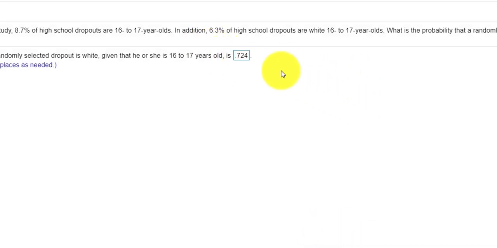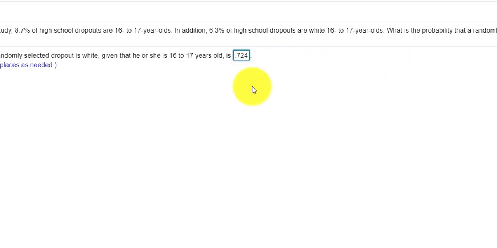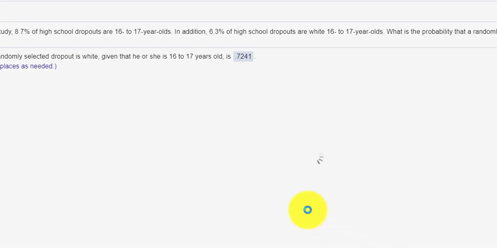I see the problem. I forgot to round to the 4 decimal places. I only rounded to 3 decimal places. So it should be 0.241. Let's add the 1 there. Now I should be good to go. There we go. Sorry about that. Next question.